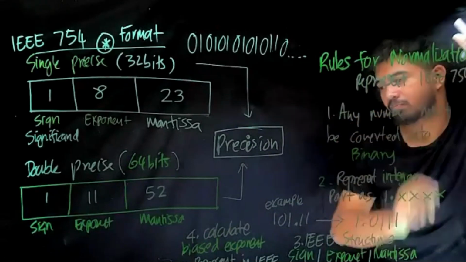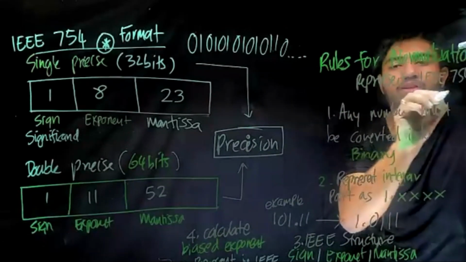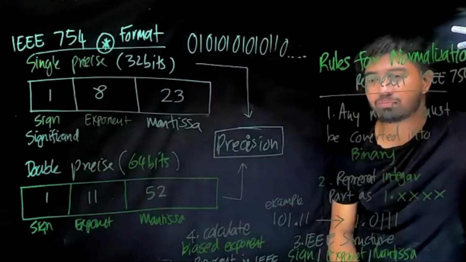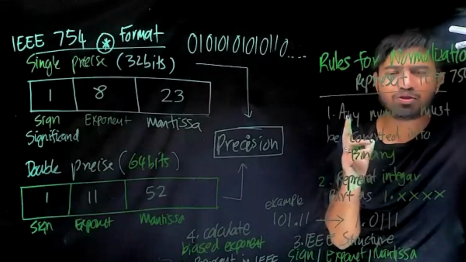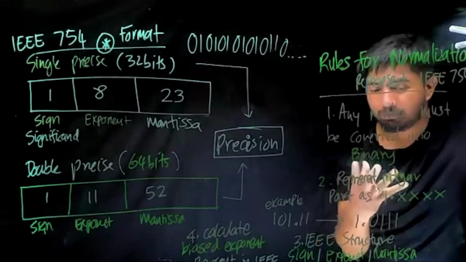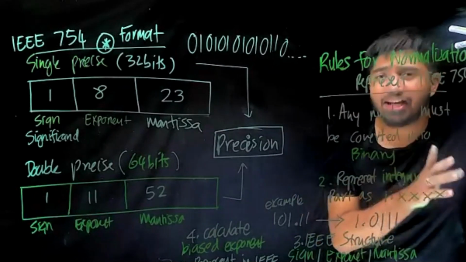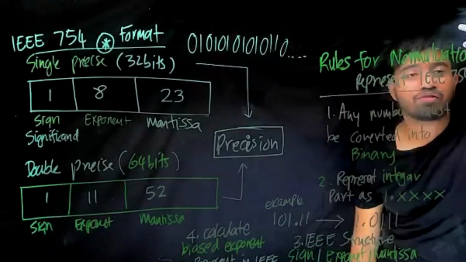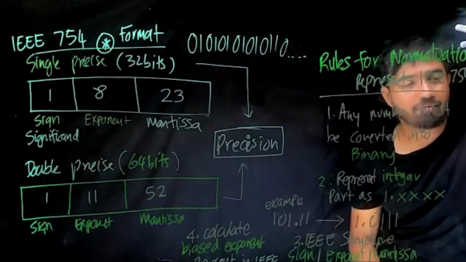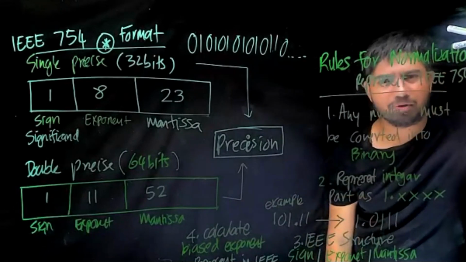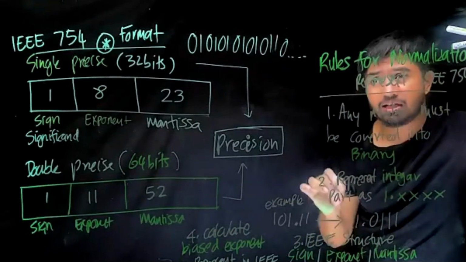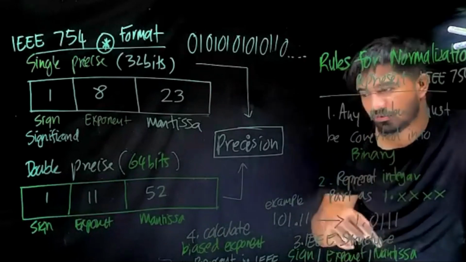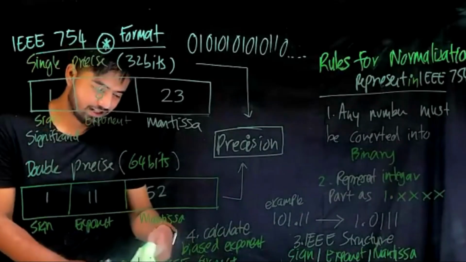Representing IEEE format. In order to convert a big number into this structure, you will be following these steps. Number 1, any number should be converted into binary. Number 2, represent it with the integer part as 1 point anything. If I have 101.11, it will be 1.0111. Third step, follow the IEEE structure: sign, exponent, mantissa. Fourth one is calculate the biased exponent. You will learn something called the biased exponent. So these steps you will be following and learning to do. Shall we go for the next part?